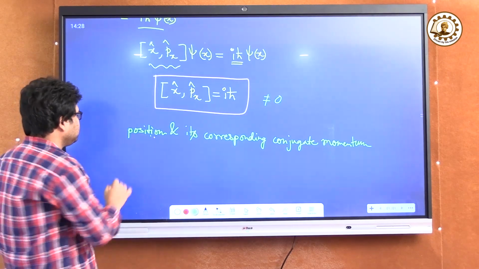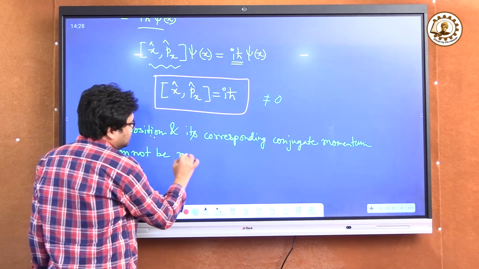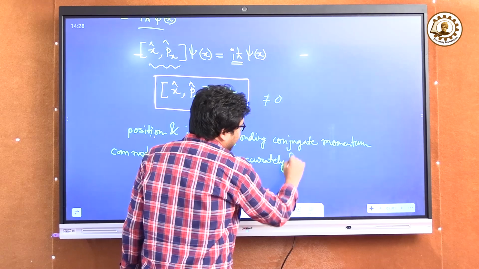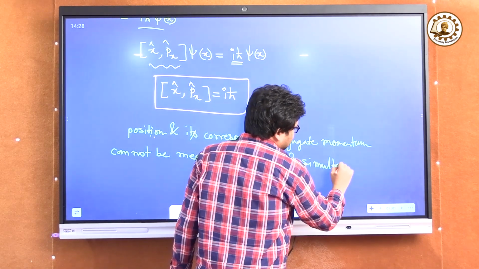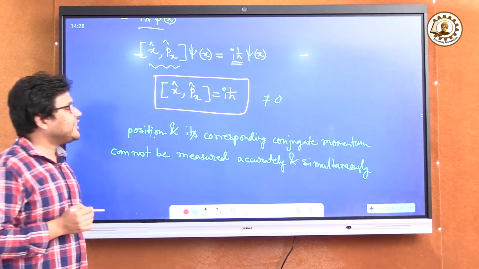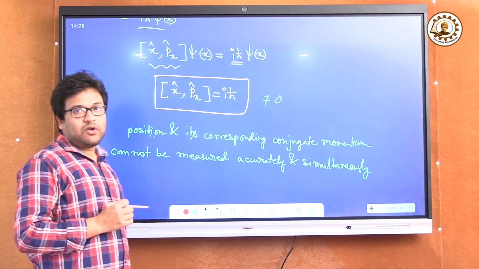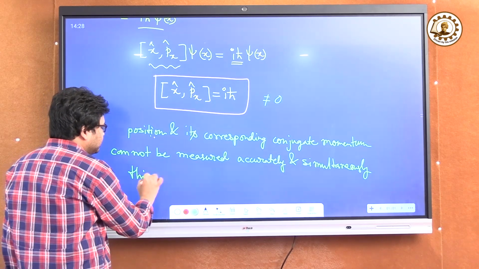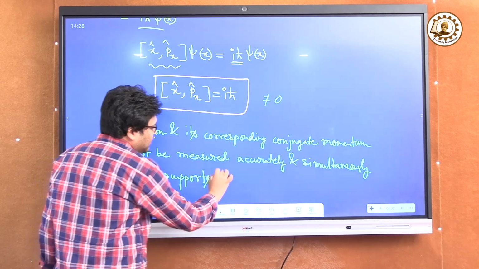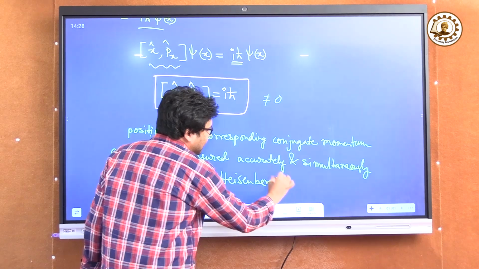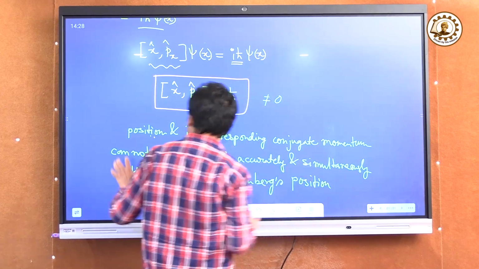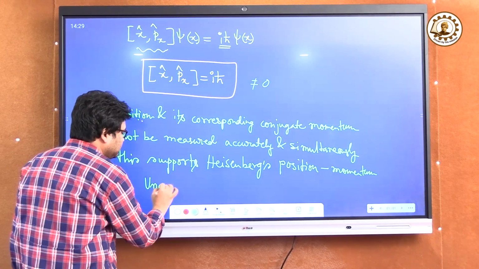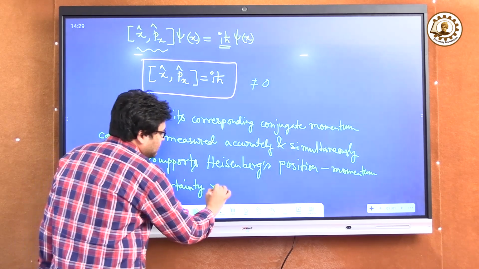cannot be measured accurately and simultaneously for a given state, which supports Heisenberg's position and momentum uncertainty relation or principle.